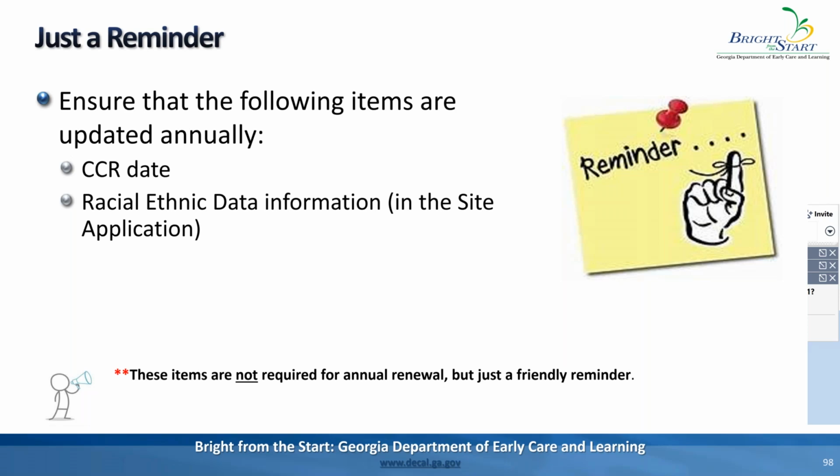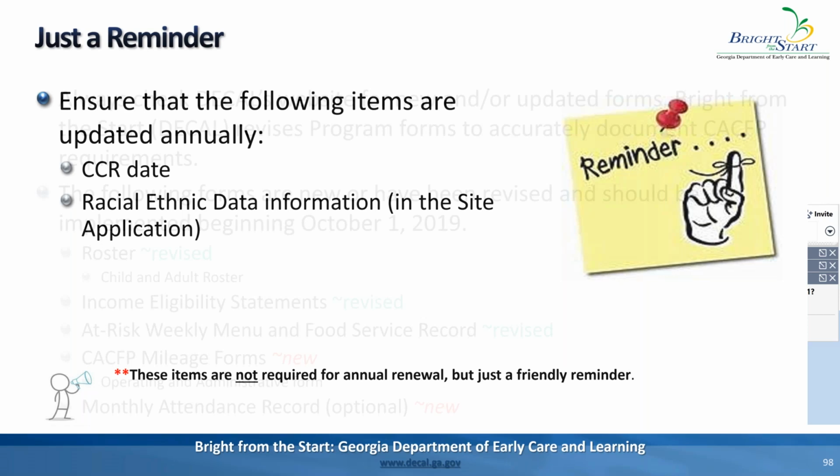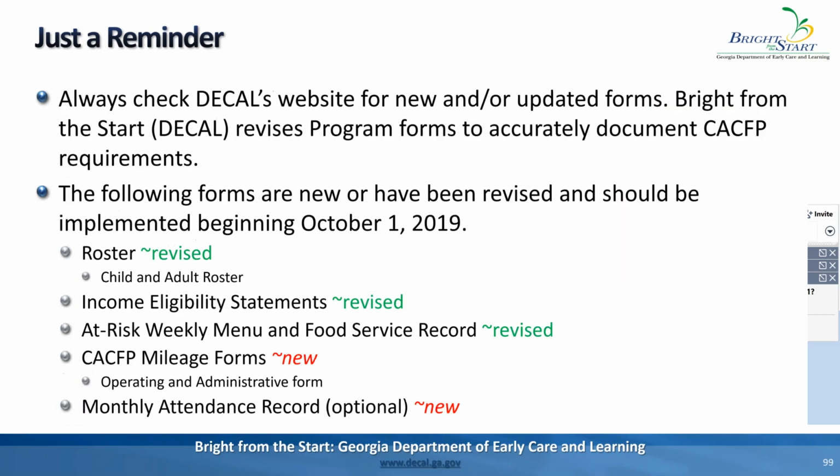Please reference the CACFP forms section of the Nutrition Services website for all required forms. The fiscal year 2020 annual training presentation will discuss the new and revised forms. Not using the most current form will result in a recordkeeping finding and may also result in an adverse action. The at-risk weekly menu and food service record form has been revised to include ages 3 to 5, and the institution may follow the serving sizes listed on the new CACFP meal pattern document for ages 3 to 5.